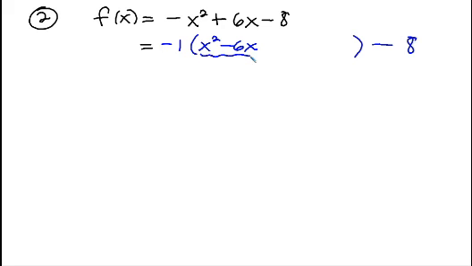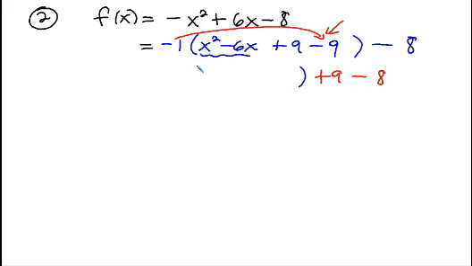So what's half of 6? Half of 6 is 3. 3 squared is 9. So we're going to add 9 and subtract 9 in here. All right. Now we need to get this -9 out of here. So I need to distribute this -1 to it, make that a +9 minus 8. And now what I have in parentheses is my x squared minus 6x plus 9. Like that.